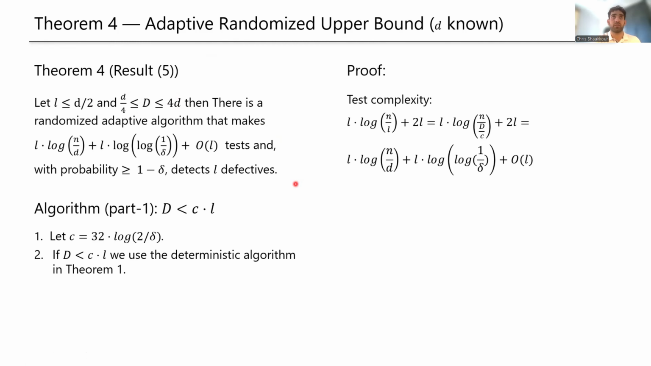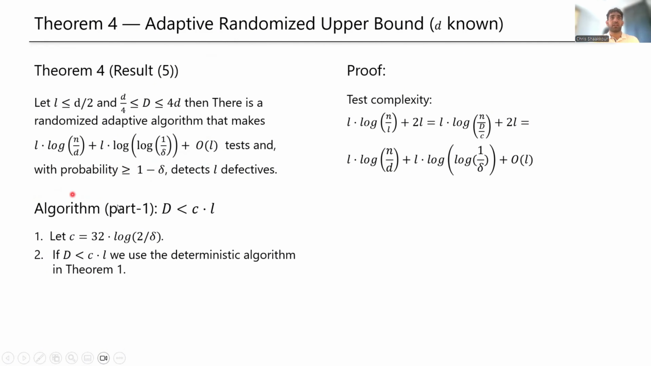that makes. So given these two constraints, there is a randomized adaptive algorithm that makes L times log n divided by D plus L times log of 1 divided by delta plus O of L tests. And with probability greater than 1 minus delta detects L defectives. So this algorithm detects L defectives with probability greater than 1 minus delta. So it doesn't always give us the right L defectives. It gives us the defectives with a certain probability, okay?